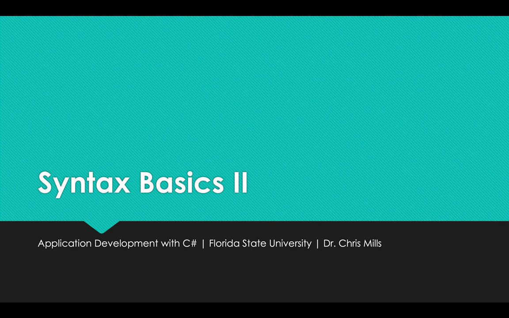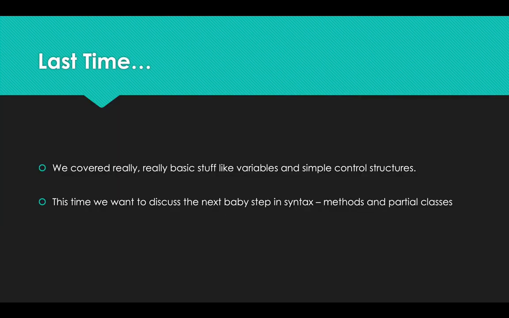Today we're going to talk about a little bit more syntax basics, and we're going to really build off of last time. So in the last video, we talked about extremely rudimentary stuff like variables, very simple control structures. We kind of implicitly covered operators and that kind of thing. And so this time what we want to talk about is the next, what I'm going to refer to as baby step in this whole process, and that is methods and classes or partial classes, which will give you the first kind of insight into how C# is different in some ways than Java.